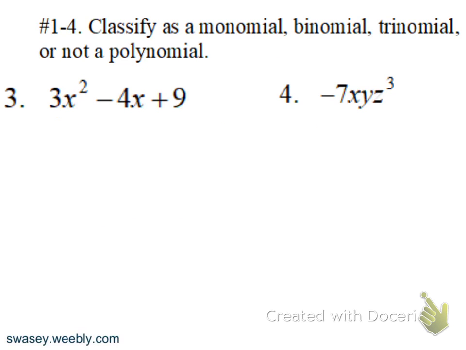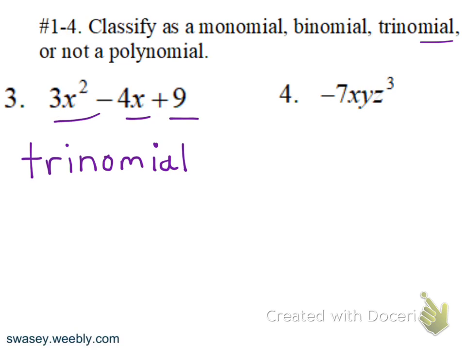Here we've got 1, 2, 3 terms, so that's a trinomial. And on this one we have 1 term, so that's a monomial. We can have a negative coefficient, we just can't have a negative exponent.